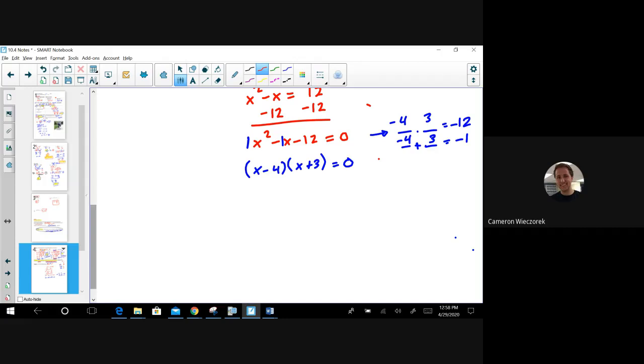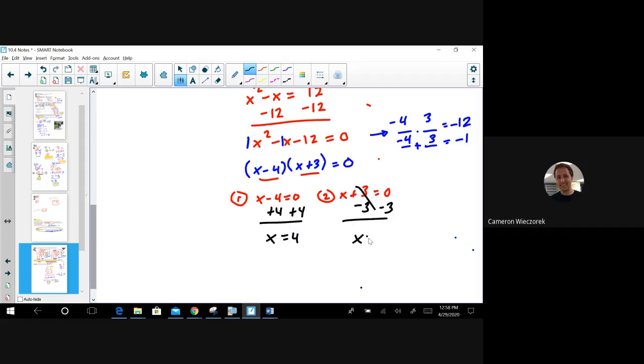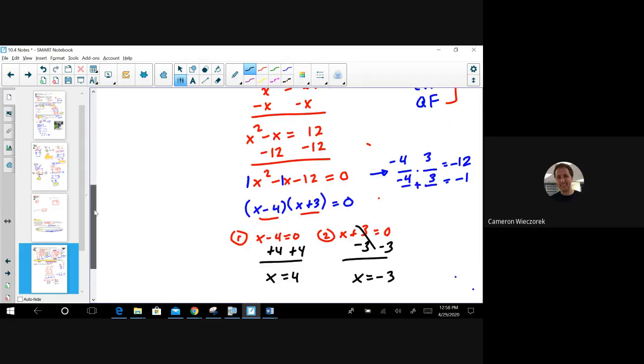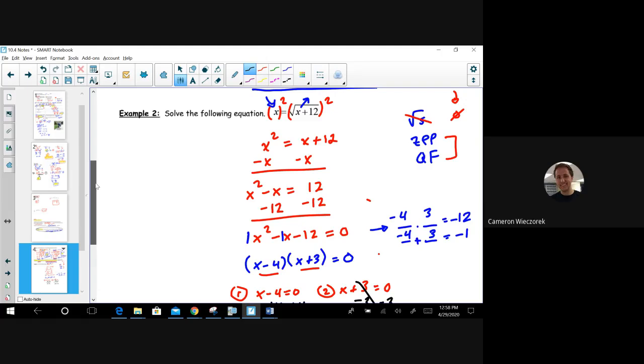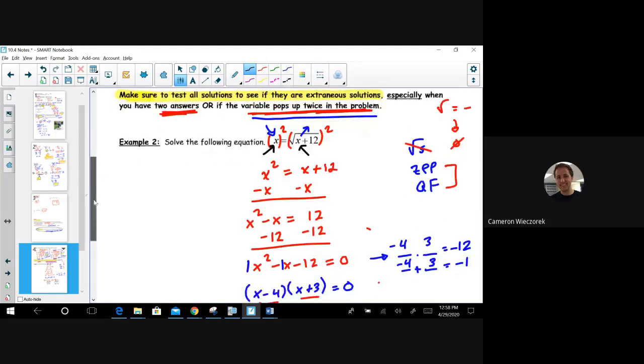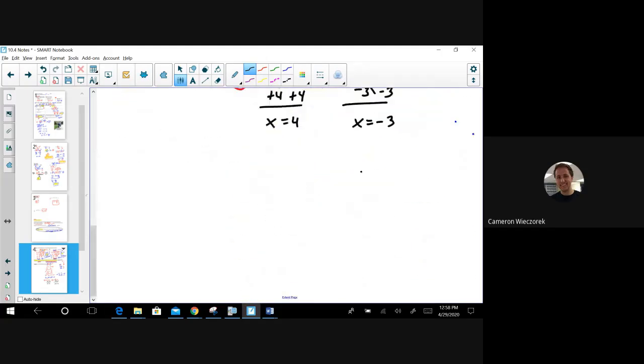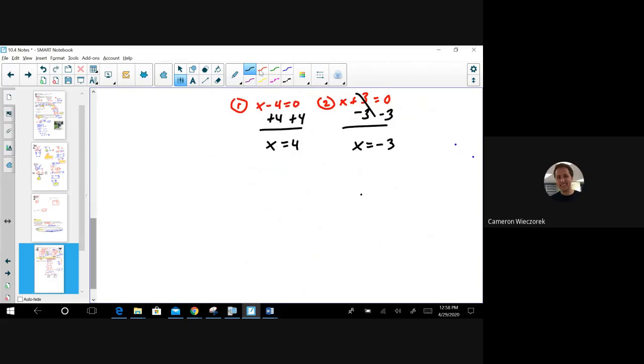And then I use my zero product property. Either this factor equals 0, or the other option is this factor, x plus 3, is equal to 0. If you solve those, I'm going to add 4 to both sides on this one, so I get 4. And I'm going to subtract 3 from both sides on this one. I get negative 3. Okay, I see 2 answers, which I kind of knew was going to happen because I had an x on this side and an x on this side. That didn't happen on the first bunch of problems we did today. So this is why it's real important now. You've got to check your answers.